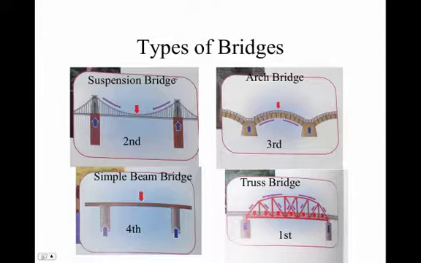So let's talk about our 4 kinds of bridges that we've looked at and categorize them from strongest to weakest. So the truss bridge is by far the strongest. Train traffic, for example, would go over a truss bridge, and the indication that it is a truss bridge would be the triangles, which are really strong shapes.